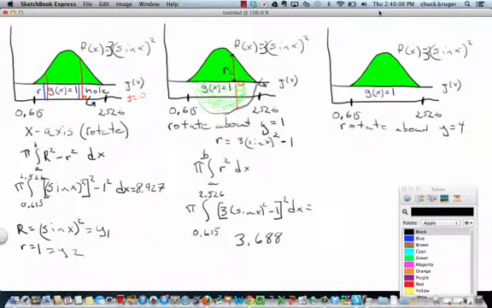Now this next one is y equals 4. Well, y equals 4 is up here.